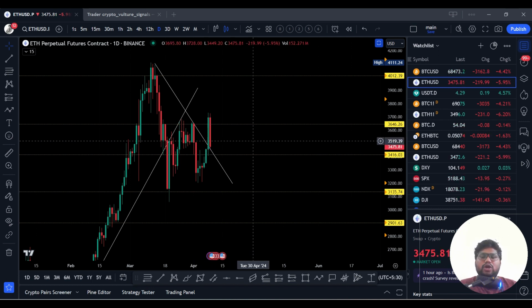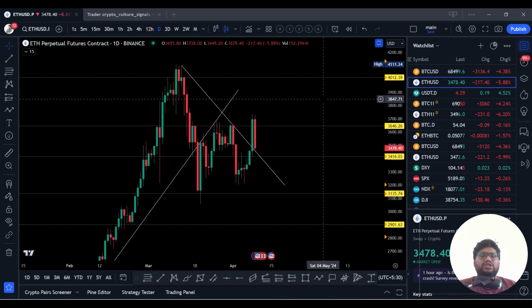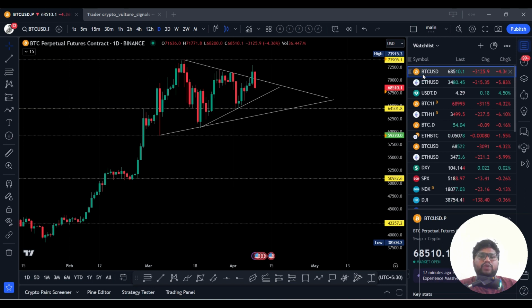We need to see. If it moves with a double bottom, then only you need to do the trade. Or if it crosses below that support, then you need to do the short. So right now, wait for the market decision. Don't jump into a signal or go into a long or a short. And the next important thing here is BTC USDT.